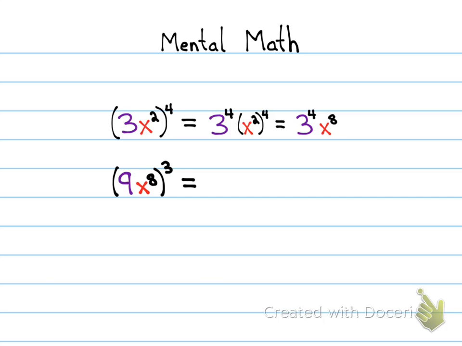Okay, so here we have 9x to the 8th, all to the 3rd power. So I'm going to give that power of 3 to each term. I'm going to give it to the 9 and to the x to the 8th. So I should have 9 to the 3rd, and then x to the 8th to the 3rd, and then the last thing I need to do is just simplify this x to the 8th to the 3rd, which will give me 9 to the 3rd, and x to the 8 times 3, which is 24.